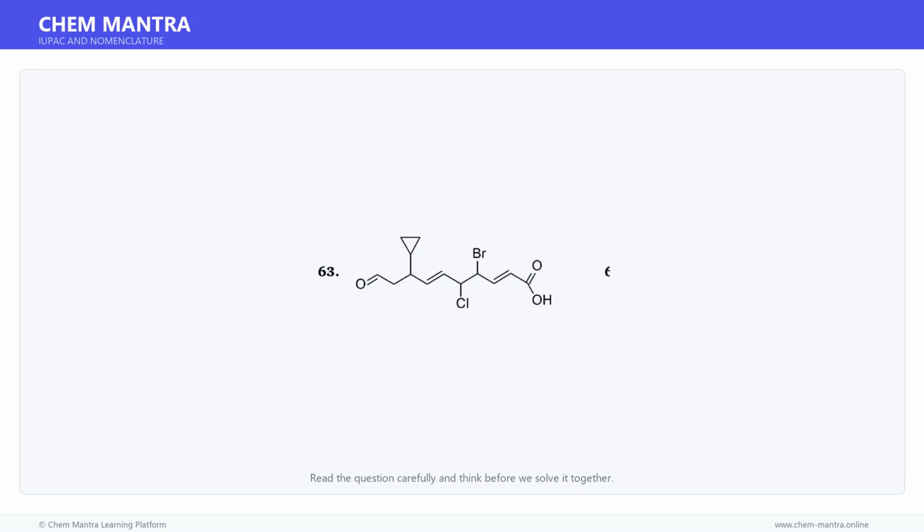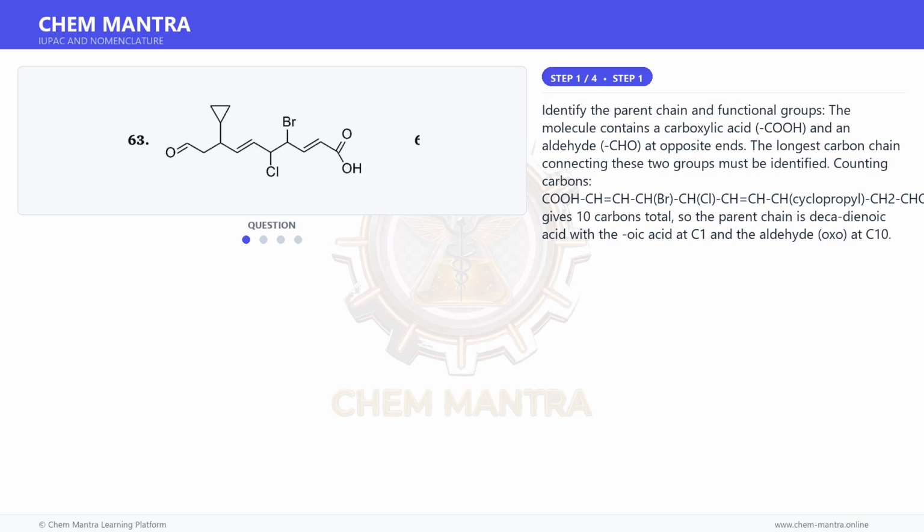Here is a question. Read it carefully and think about the answer. Let us solve it step by step. Let us begin solving this step by step. Identify the parent chain and functional groups.